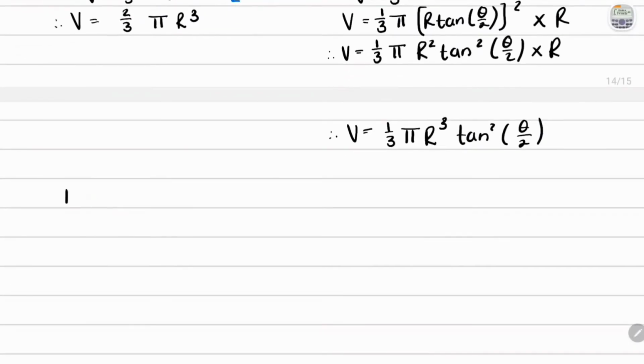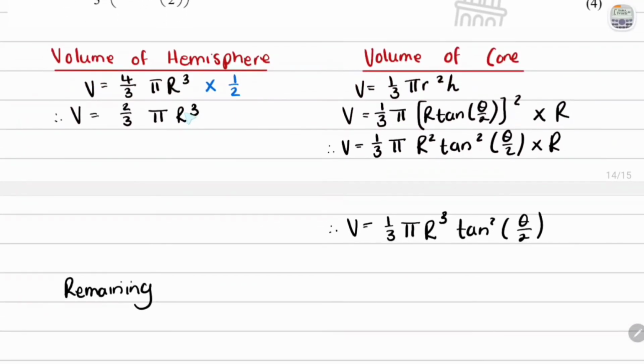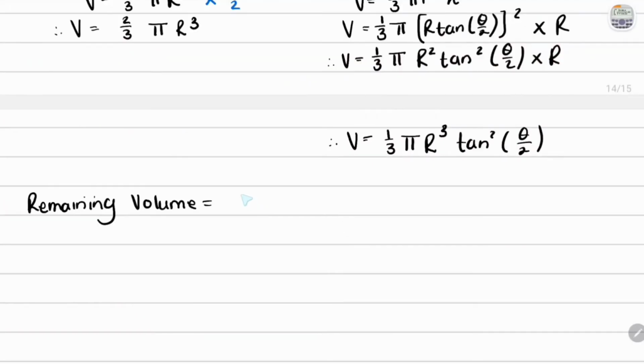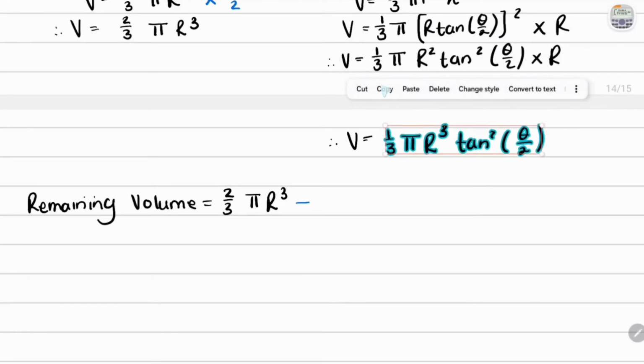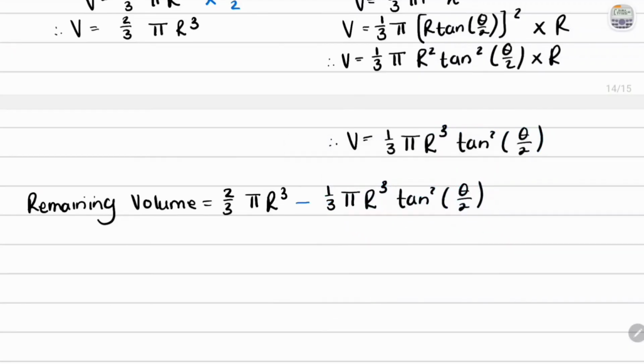So remember, to find the remaining part of that hemisphere when the cone has been cut out, you're just going to take the volume of the hemisphere and subtract the volume of the cone. So that is 2/3 pi big letter R cubed minus, now it's just one term, so there's no issue with that. We're just going to say minus that we have there. Okay, so minus this.